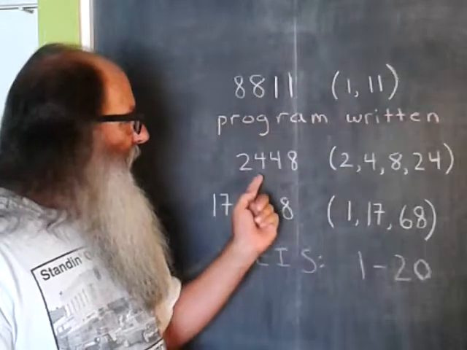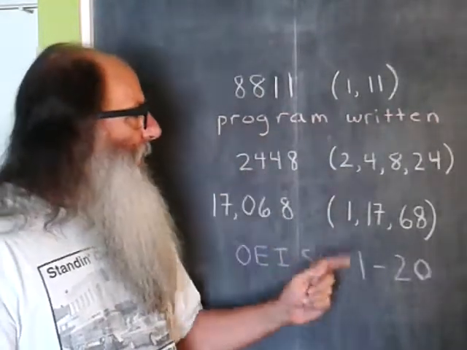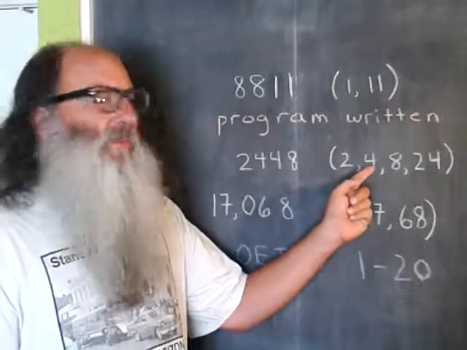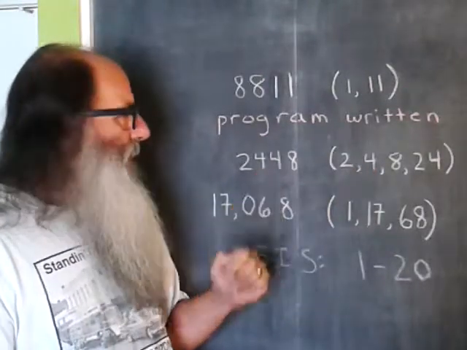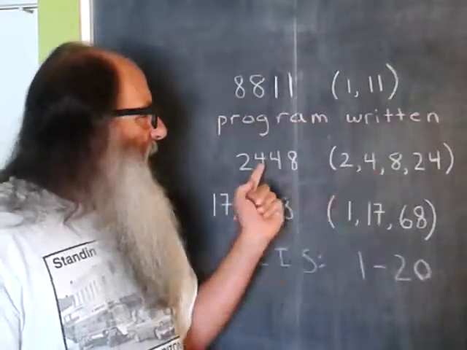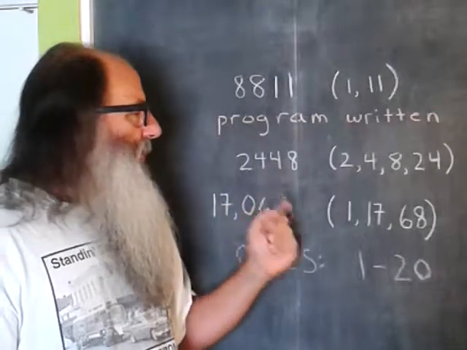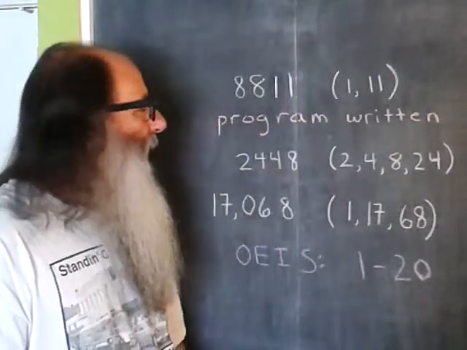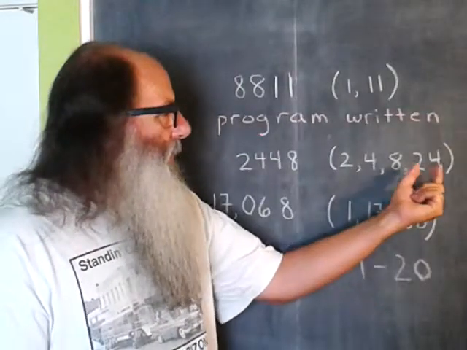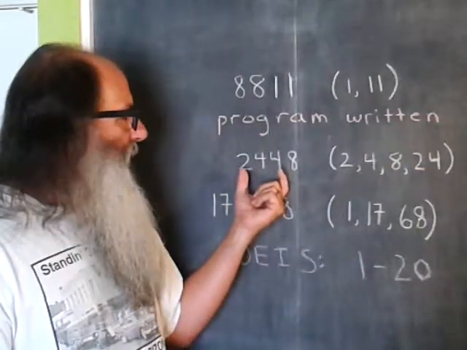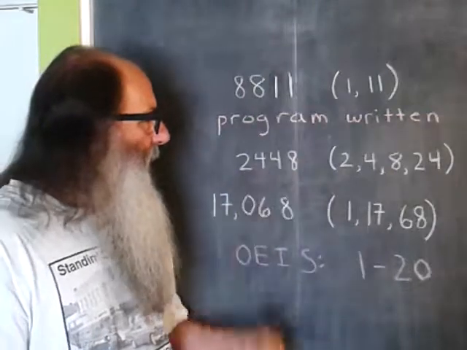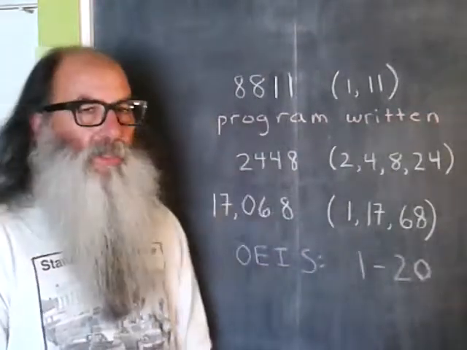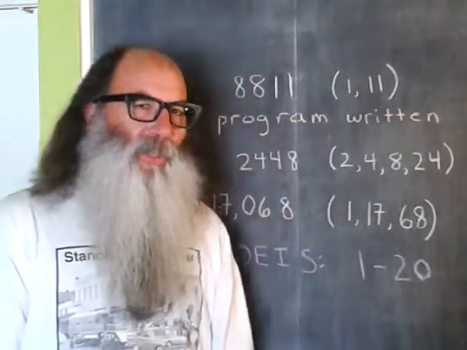proper divisor 2 is contained in the number. The proper divisor 4 is contained in the number. 8 evenly divides into 2,448. It's contained in the digital representation of the number, as is the number 24. 24 is a proper divisor of 2,448, and 24 is contained in the digital representation of the number.